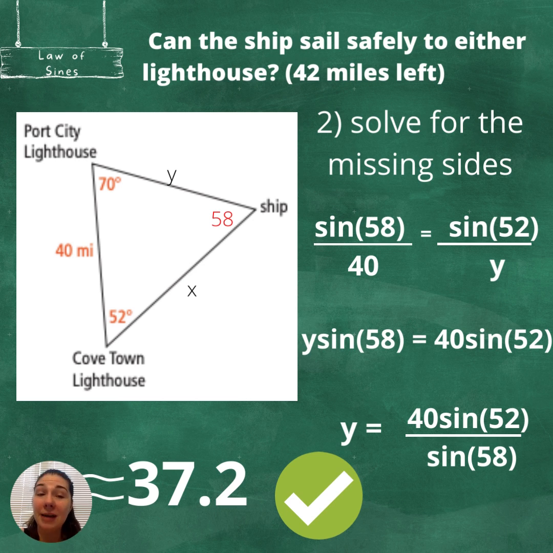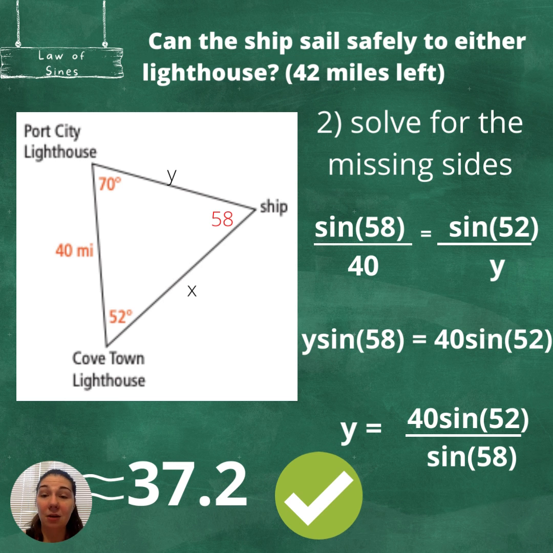When I plug that into my calculator, I get approximately 37.2, which checks out because we have 42 miles left. That's not going over 42 miles, so we can safely travel from where we are currently to Port City Lighthouse. So that would be our answer.